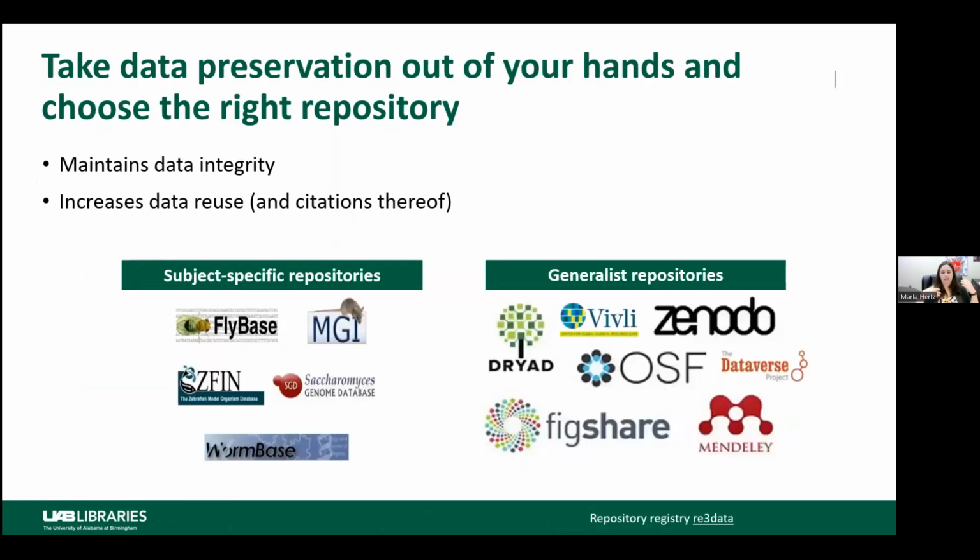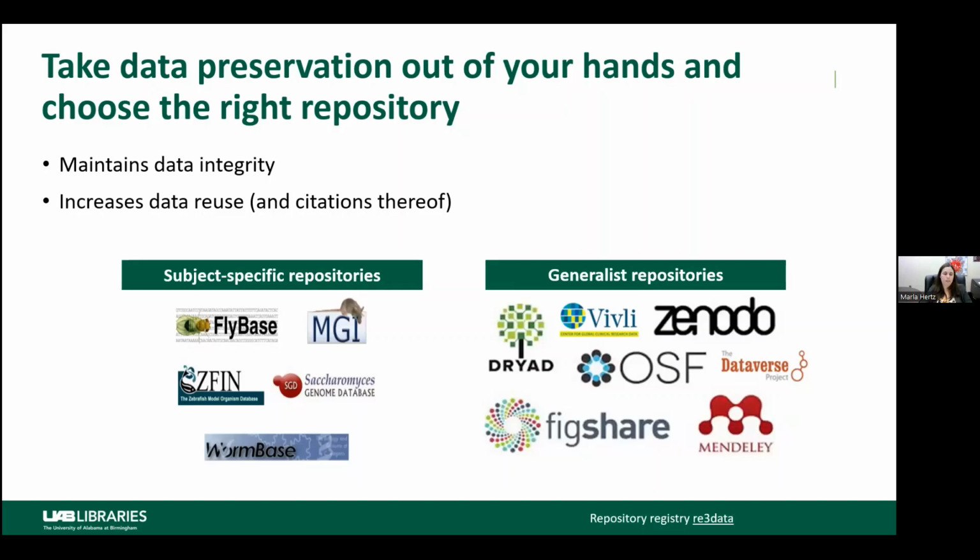And then once the data has been collected and you're getting ready to publish, or you've already published, you need to start thinking about long-term preservation of the data. The best way to do this, I think, is to take it out of your hands completely and choose a repository to maintain the data. It's going to maintain data integrity, and it's also going to increase data reuse and citation. If you're just keeping it here at UAB and nobody can access it, then you're not opening yourself up to sharing the data and maybe finding some new collaborations or new discoveries about that research.